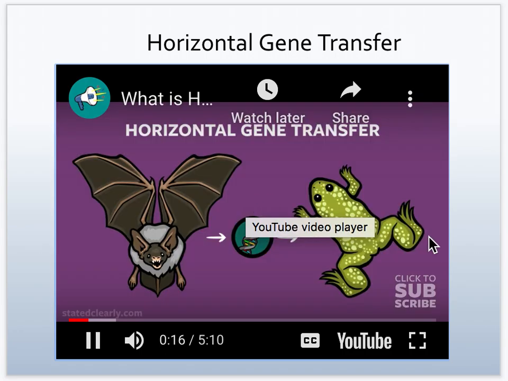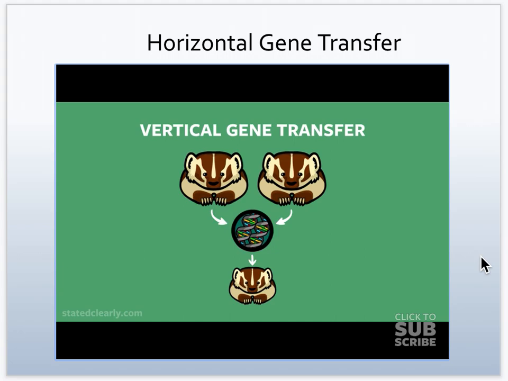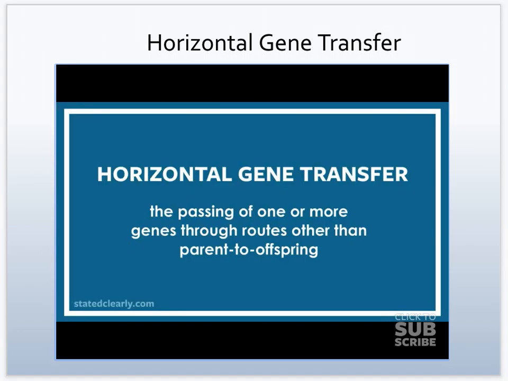What is horizontal gene transfer? Most of us are used to the idea of vertical gene transfer, that is, the passing down of genes vertically from parent to child. Hopefully, that's all pretty straightforward. In contrast, horizontal gene transfer, sometimes called lateral gene transfer or sideways gene transfer, is exactly what it sounds like. It is the passing of one or more genes through routes other than parent to offspring.